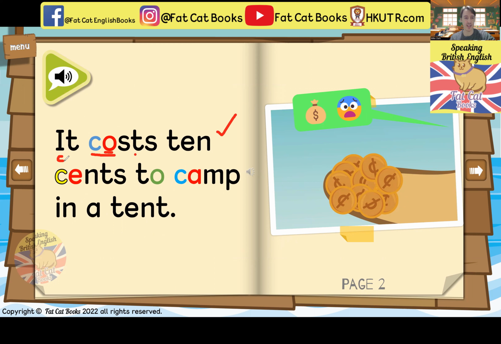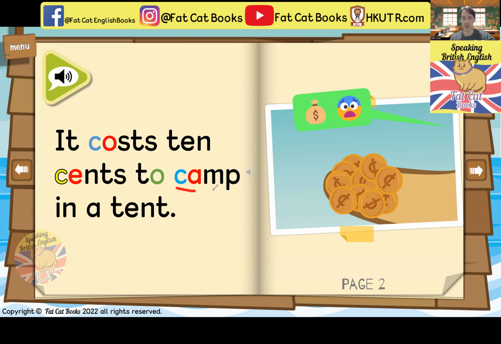Do you remember? C next to E is an S sound. Cost. So remember, C next to E is an S sound, so it's like this: c-e-n-t, and then add the S. Cents. Cents. Okay, yeah, keep going. So it costs 10 cents to what?